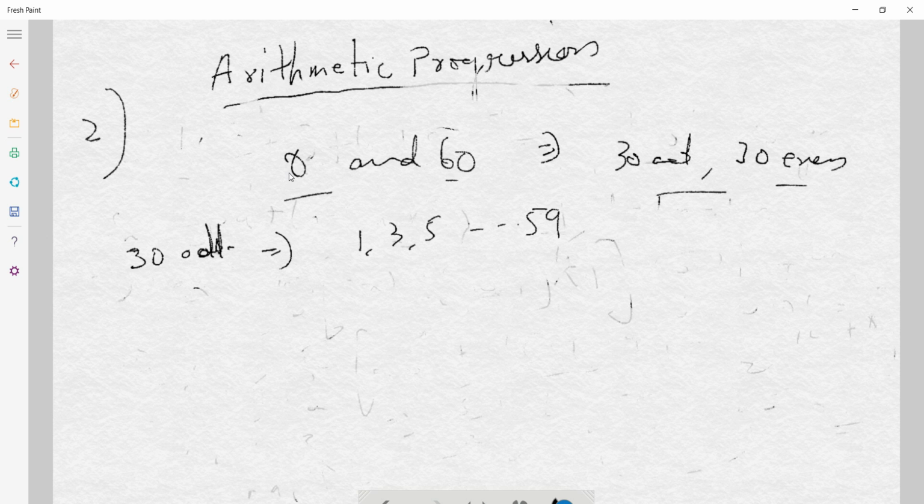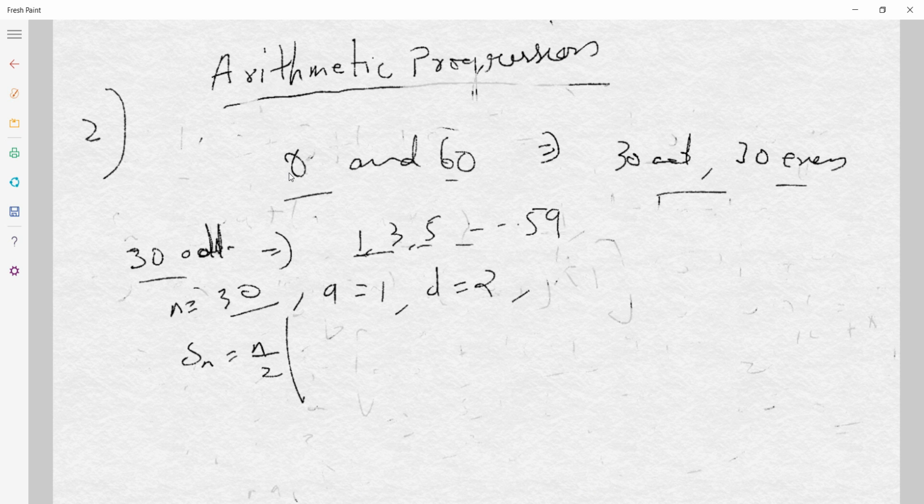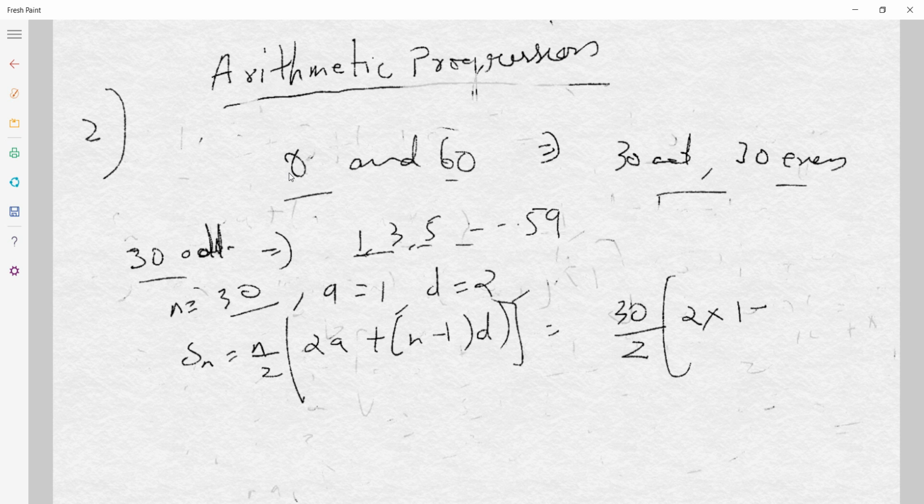Okay, so we got n equals 30 because we have 30 numbers, right? a equals what? 1. d equals 2 because the difference between these two is 2, right? So now use the formula here. Sn equals n by 2 times 2a plus (n minus 1) d, okay? What is n? 30 by 2, right? And 2 times a, that's 1, plus n, that is 30, minus 1, times 2, right?